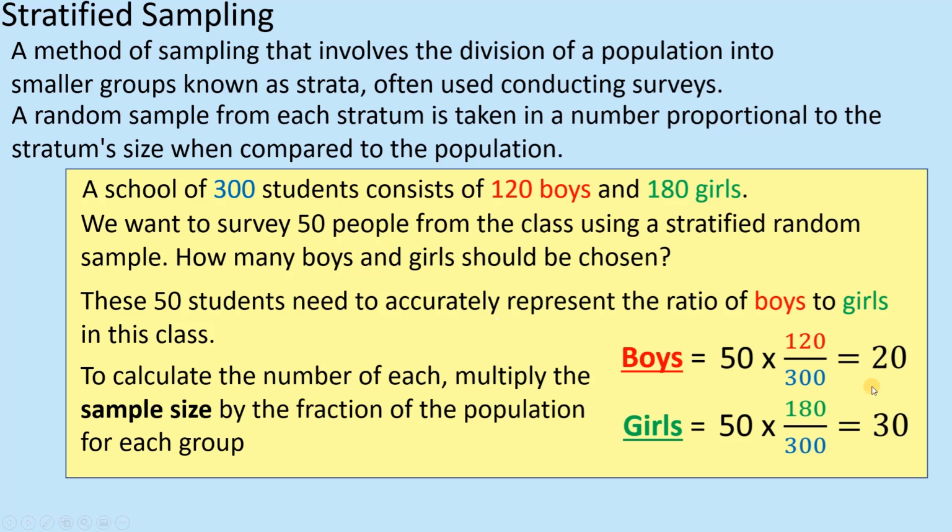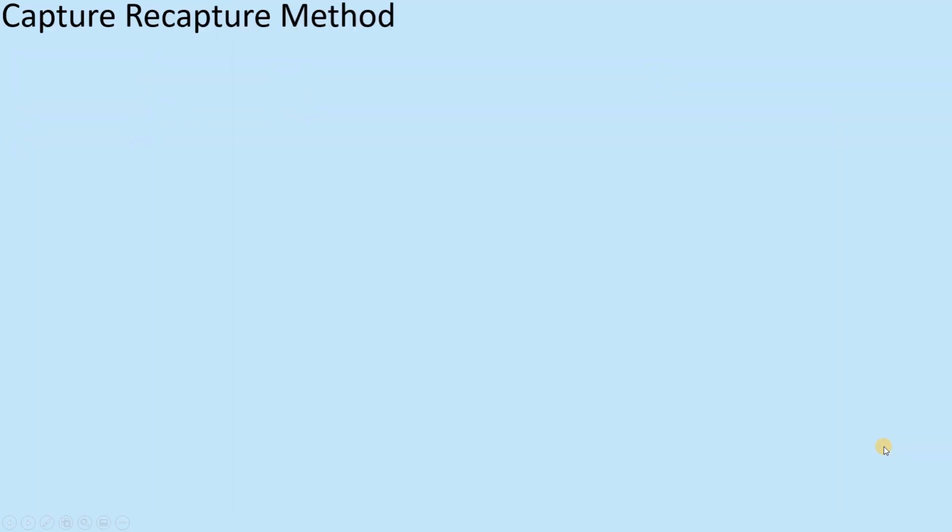We're talking about a sixth of this lot and a sixth of this lot, essentially, by doing this calculation. And it's those two values that are going to be my sample size. I want 20 boys and 30 girls, because that is representative of the population, all right, because there are obviously fewer boys than there are girls, so hence I'm going to survey fewer boys and more girls.